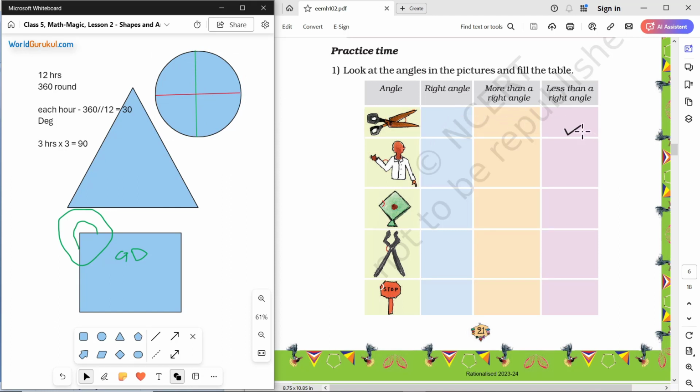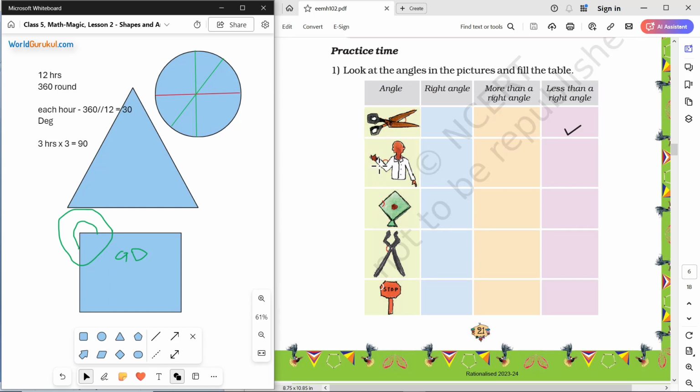The scissors, if it's a small opening, it is less than a right angle. Suppose 12 to 1, okay, this is between 12 and 3. So 12 to 3 is 90 degrees, and this is less than that, right? Less than 90. It may be 30. If it's around 1 hour, it's 30 degrees, right? Like this.